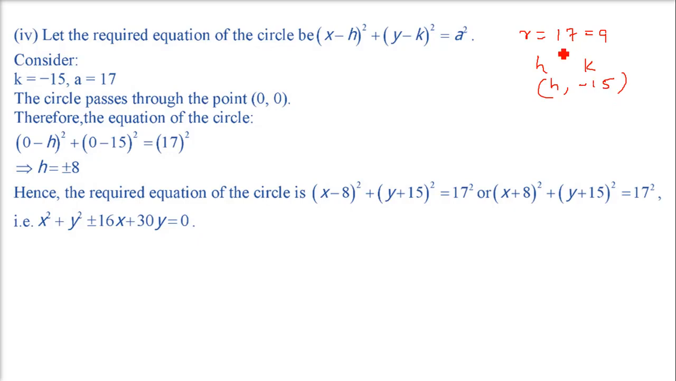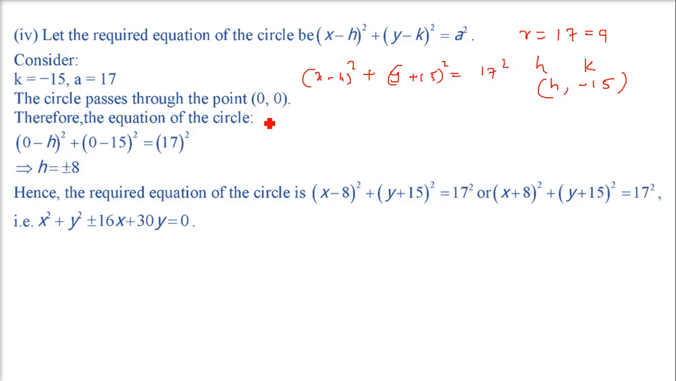So what will be the formula? This is the (x minus h) whole square plus (y minus k) whole square equals a square. So the formula will be (x minus h) whole square plus (y minus of minus 15, that is plus 15) whole square equals this a, which is 17 square.